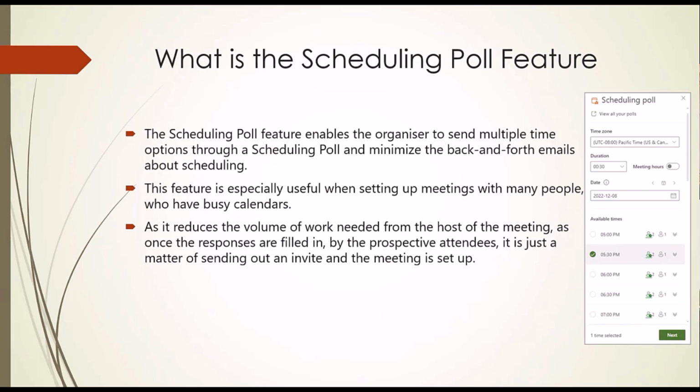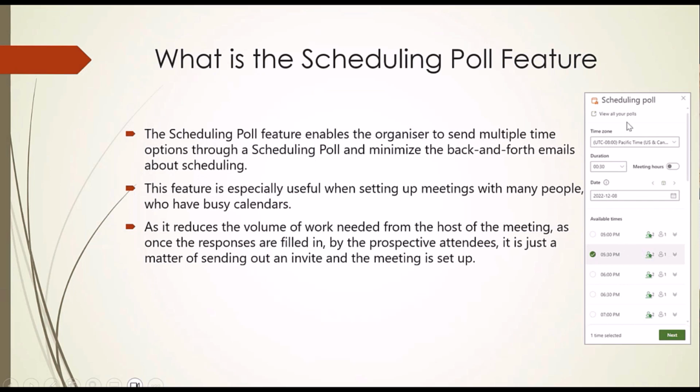So what is the scheduling poll feature? This feature enables the organizer to send multiple options through a scheduling poll and minimize the back and forth emails about scheduling. This feature is especially useful when setting up meetings with many people who have busy calendars, as it reduces the volume of work needed from the host of the meeting, as once the responses are filled in by the attendees, it's just a matter of sending out the invite and the meeting is set up.